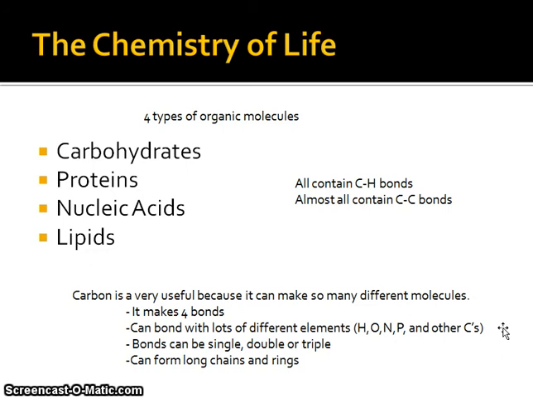It can bond with lots of different things: hydrogen, oxygen, nitrogen, phosphorus, and other carbons, just to name a few. The bonds can be single, double, or even triple. The carbons, when they link together, can form long chains and even rings.